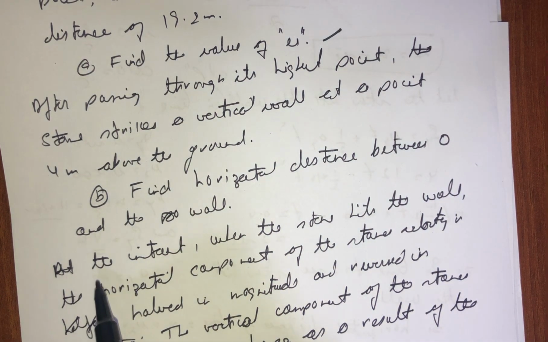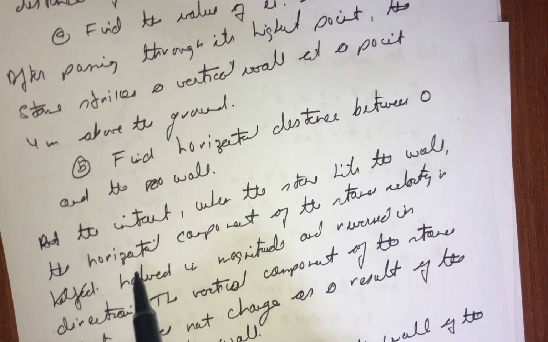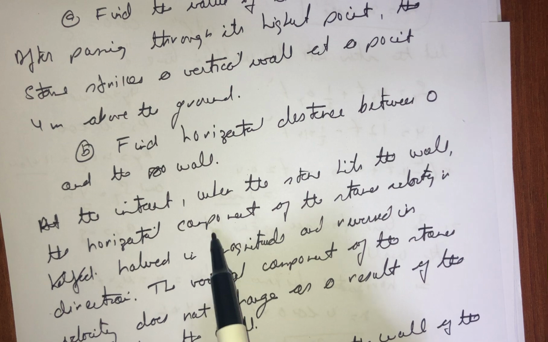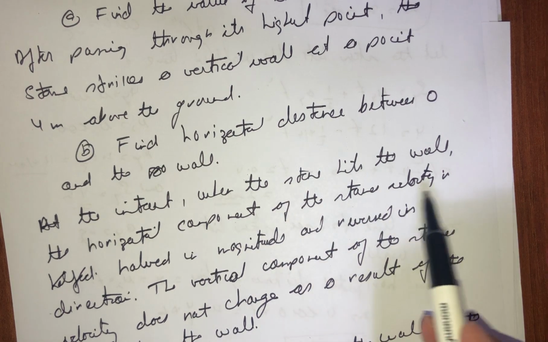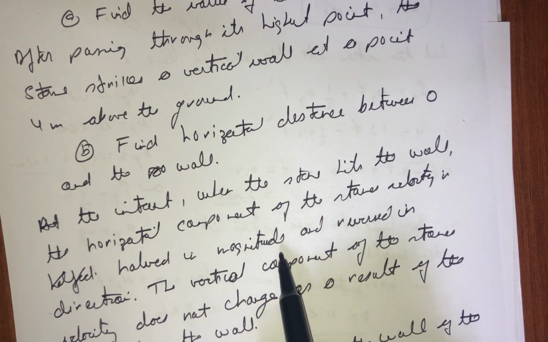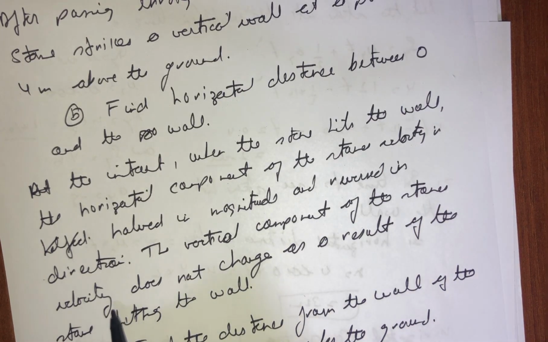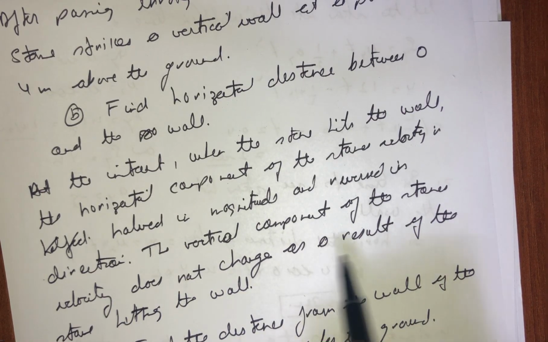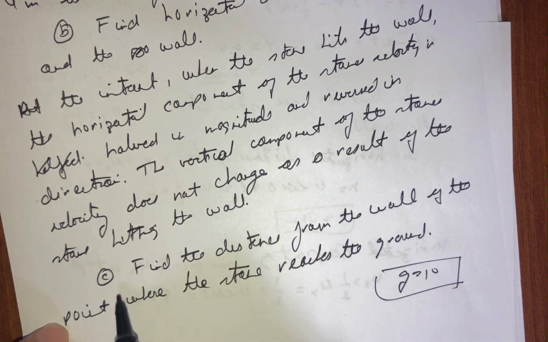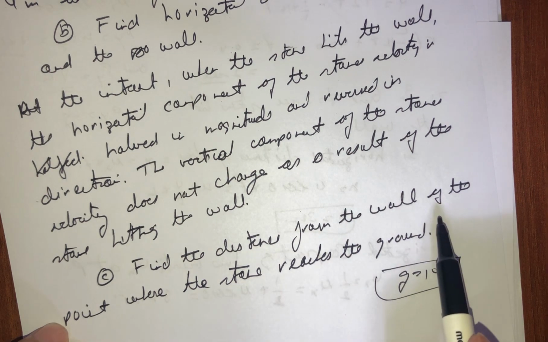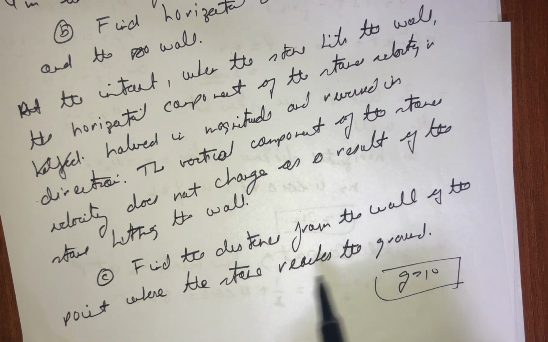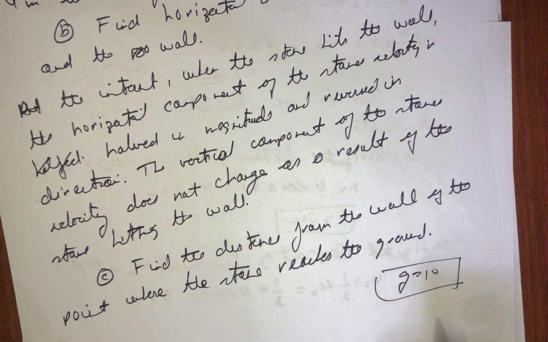And the third is given as that at the instant when the stone hits the wall, the horizontal component of the stone velocity is halved in its magnitude and reversed in direction. The vertical component of the stone velocity does not change as a result of stone hitting the wall. So based on this information, we are going to find out C, which states that find the distance from the wall of the point where the stone reaches the ground, taking g as 10.